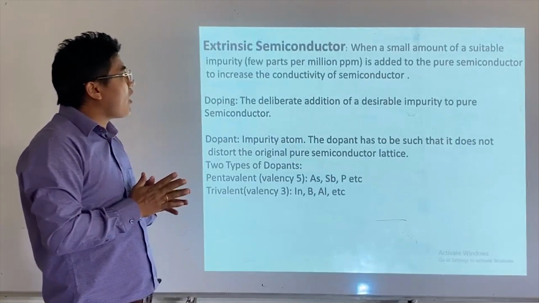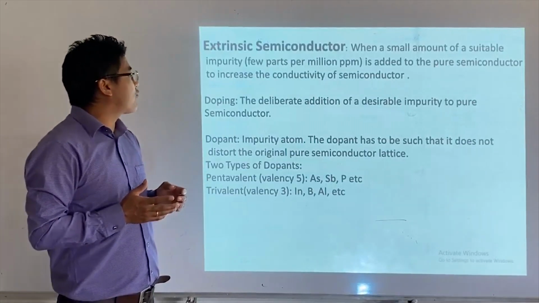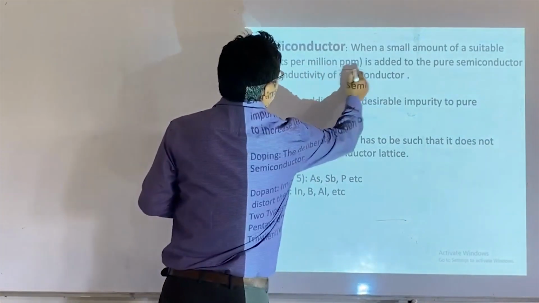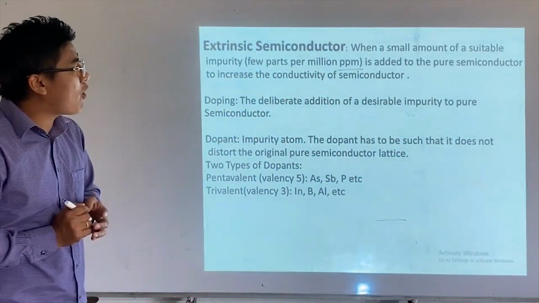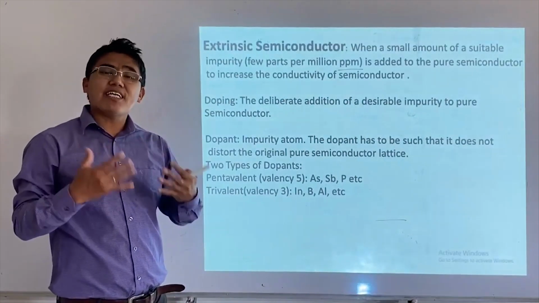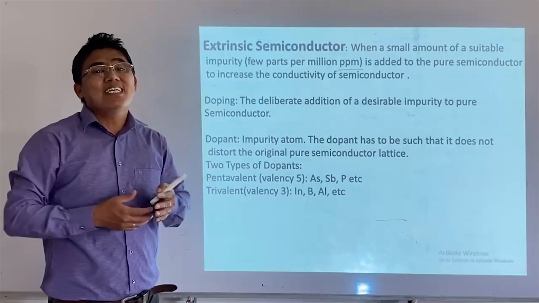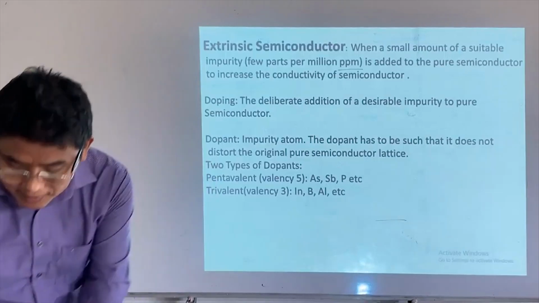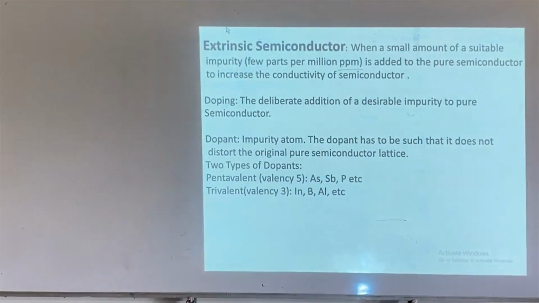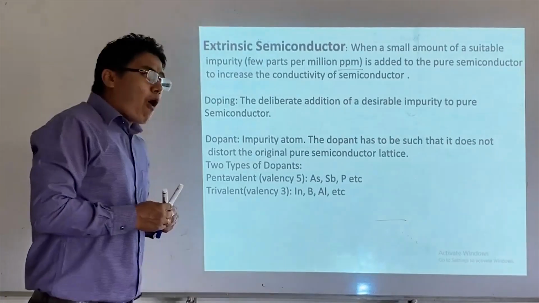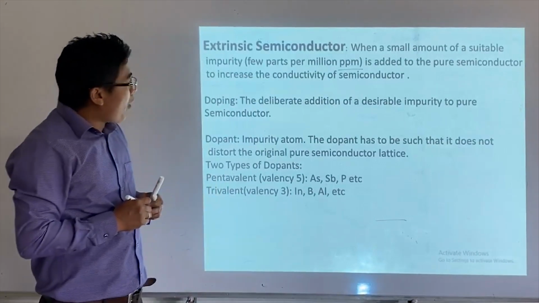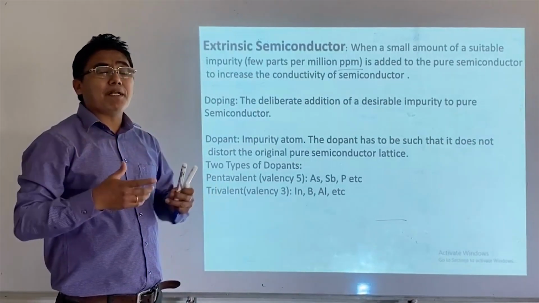When a small amount of suitable impurities, that is a few parts per million, ppm, is added to the pure semiconductor to increase the conductivity of the semiconductor. That is, the objective is to increase the conductivity, and we will see how it increases conductivity. However, look here, we are not going to put so much impurity. The amount of impurity which we are going to add is in parts per million. The amount is very small compared to silicon atoms, but the number would be very large.